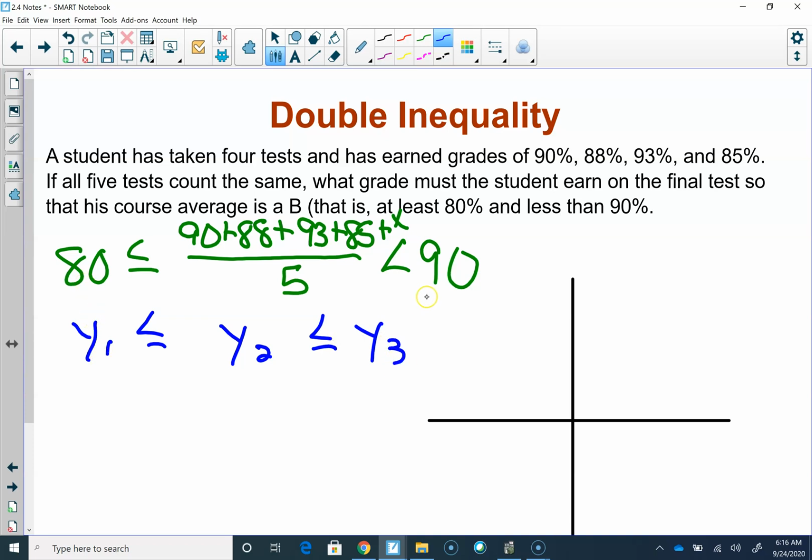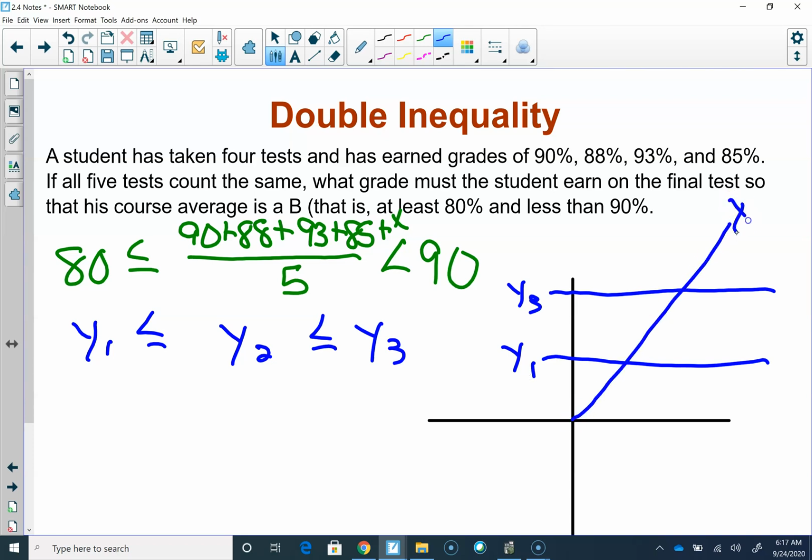Notice y1 and y3 are just horizontal lines, right? So this here could be my y3. I know you'll put this on your calculator though. This here will be my y1, and then my y2 is going to be right here. So I just want you to see what this looks like, and there's no equal sign on that. So really the area that I'm looking at is not including this 90%, but including, so where is y2 in between, not including that, it would be this part right here.